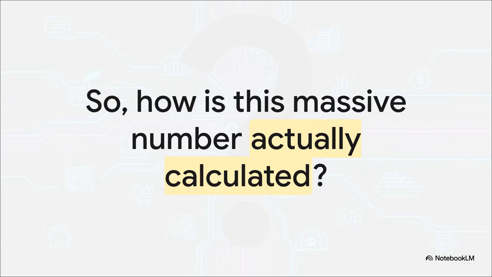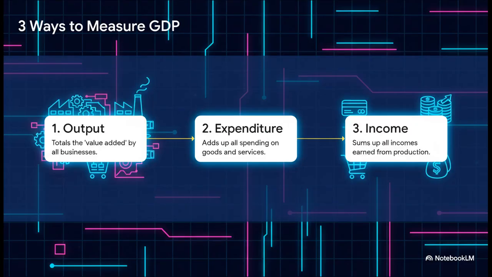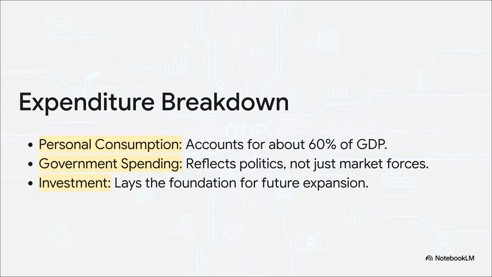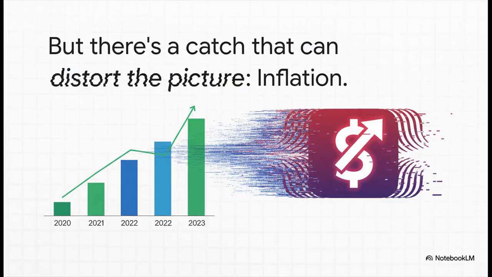So how do they even calculate a number this huge? Well, there are actually 3 ways. And here's the cool part. All 3 methods should, in theory, land on the exact same number. The expenditure method is a really common one. And guess what? Your spending is the biggest chunk. But wait, there's a catch that can mess with the numbers, and that catch is called inflation.